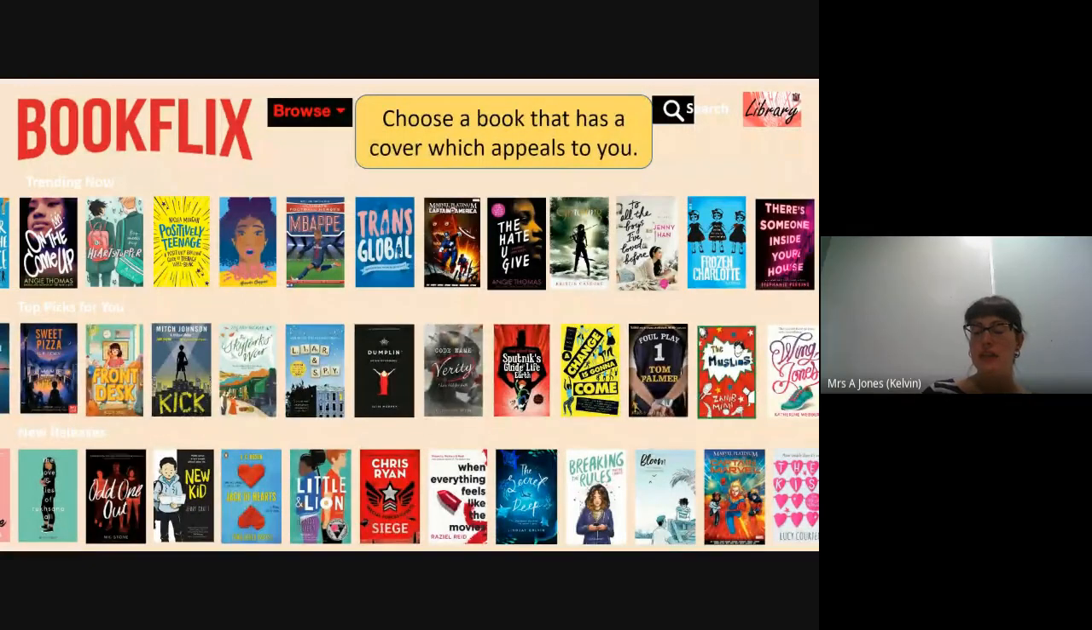Okay, our final activity then is looking at something called Bookflix, which is similar to Netflix, where you scroll through lots and lots of different programs. This is where you scroll through lots and lots of different books. I'd like you to choose a book that has a cover which appeals to you. So there are lots to choose from on the board there. Choose a cover that appeals to you.